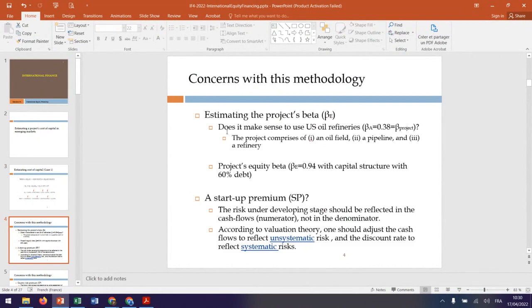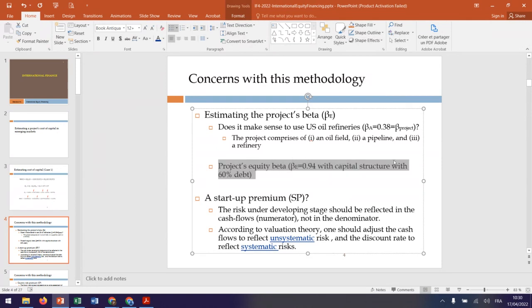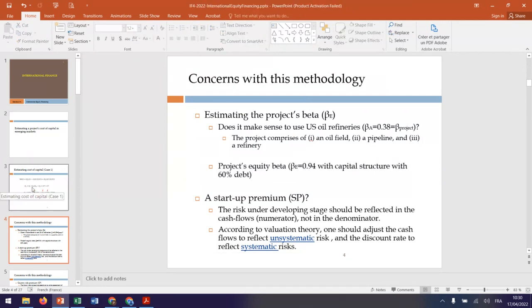Okay, so the next question that we ask is whether the asset beta, which is 0.38, makes sense. That is another type of question, because those are US oil refineries, but the project is an oil field, pipeline, refineries and so on and so forth. So now you understand how they get the beta of 0.94 with the capital structure of 60% and so on.